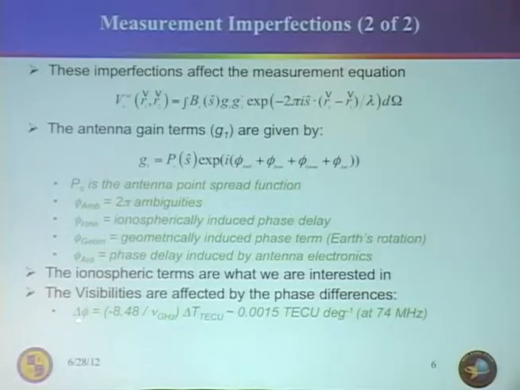But effectively, these things, when they're substituted in here, end up with phase differences between them. And so for the ionospheric phase, you end up with an equation that looks like this, that's related to the change in the TEC, where the TEC here is given in TEC units. And at the lowest frequency that the LWA, or excuse me, the VLA currently operates at, 74 megahertz, that gives you a sensitivity of about 0.0015 TEC units per degree of phase. So you can do some incredibly precise ionospheric measurements with these.